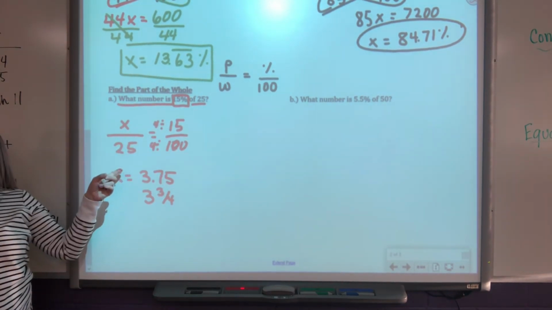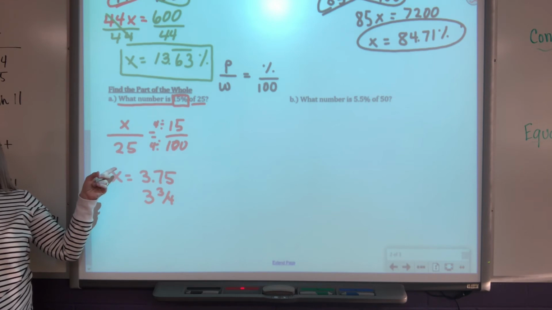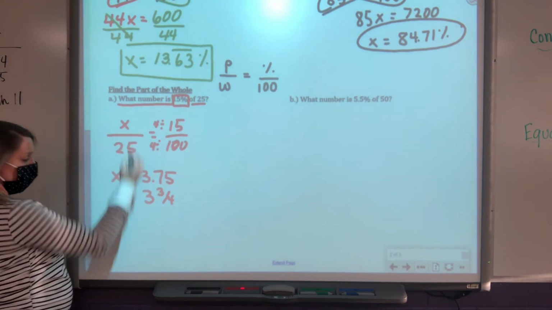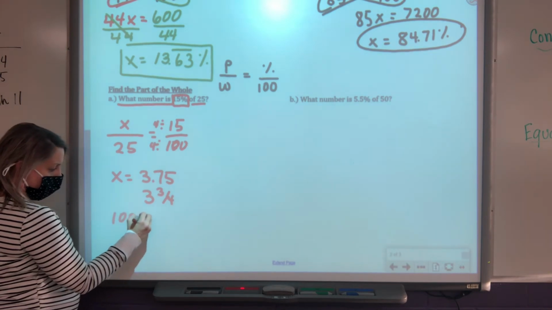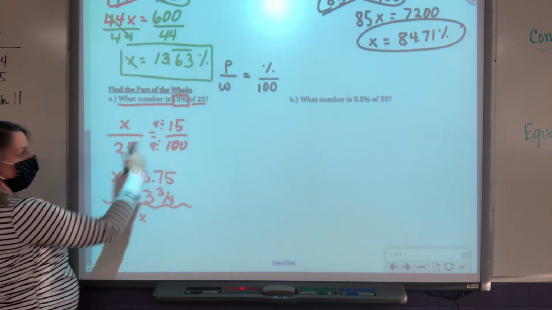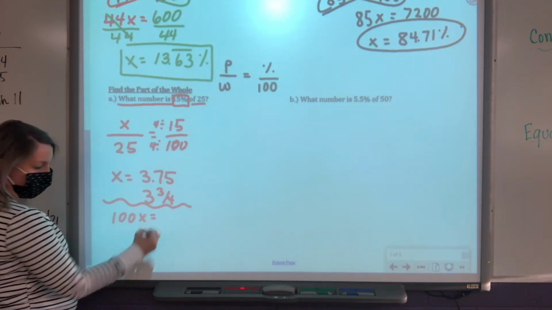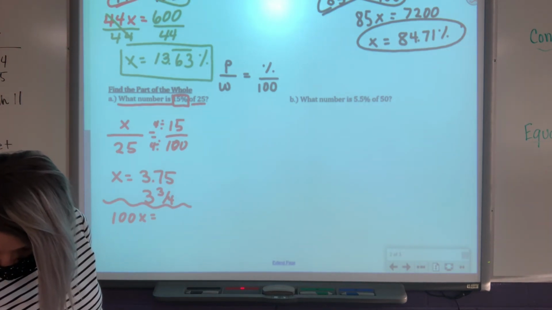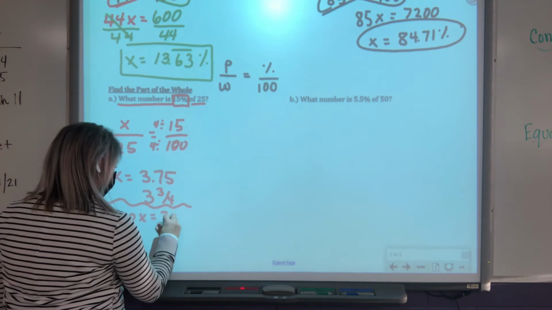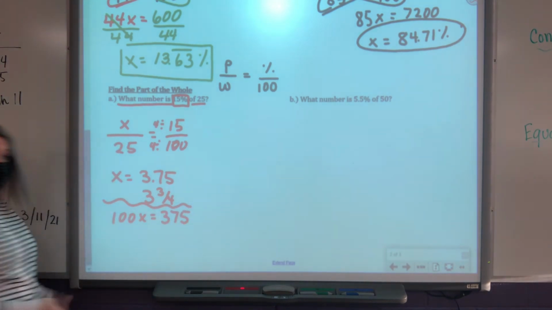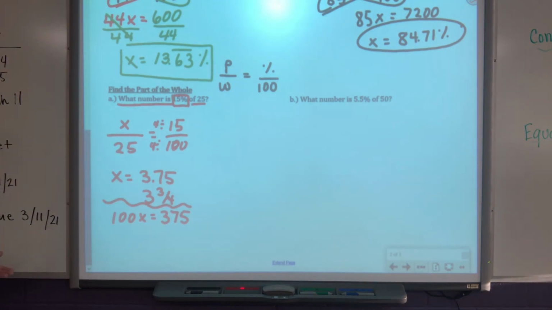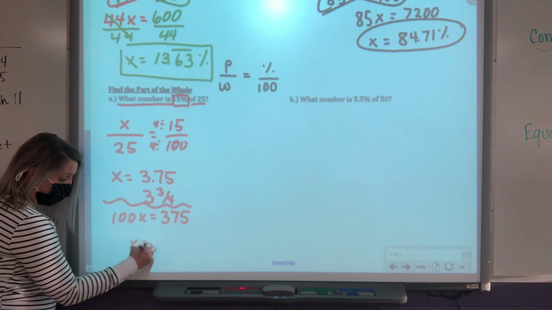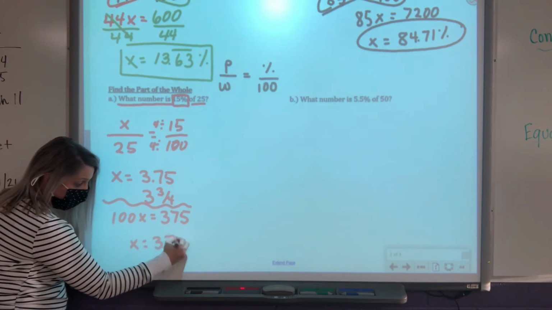Could I also solve this using cross products? Yes, I could solve this using cross products. 100 times x is 100x. 15 times 25, I know that one off the top of my head. 375. Does that make sense? Yeah, because if I divide this by 100 and this by 100, I'm also going to get 375.